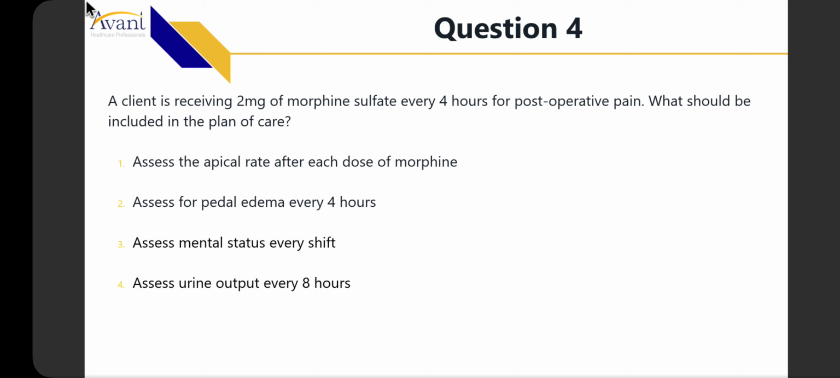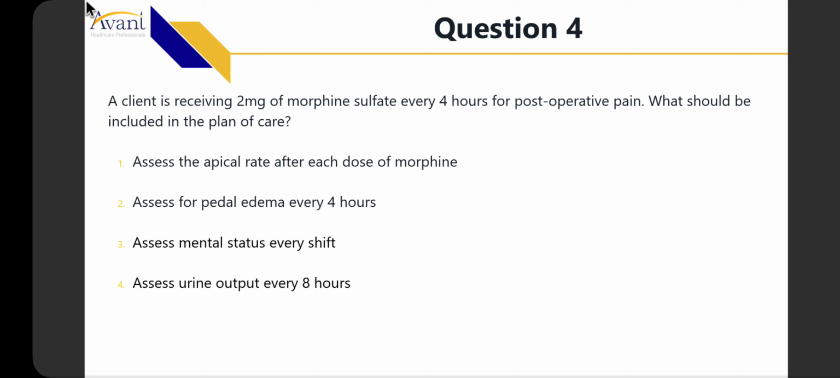Number one, should we assess the apical rate after each dose of morphine? Okay. Why would we do that? What would be the point? I mean, when do we check an apical pulse? Typically, in my nursing career, that's not a whole lot of times I listen to an apical pulse, but I would if I suspected that something was going on, like I have a weak pulse or it's irregular and I wanted to get an accurate heart rate. Those are some reasons that you would do that, but I wouldn't necessarily have to do that after morphine.